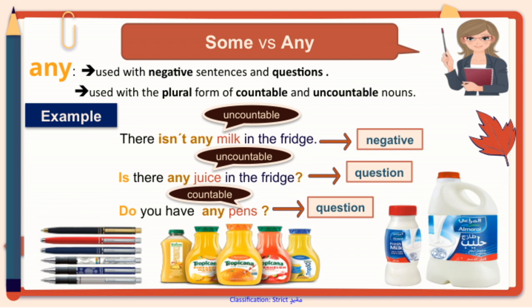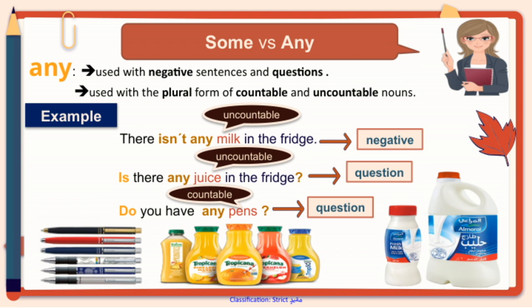Moving to negative sentences, any is used to indicate the absence of something. For example, there isn't any milk in the fridge. This means there is no milk at all, emphasizing the negative. A key point to remember is that any is typically used with plural countable nouns and uncountable nouns, especially in questions and negatives. Now let's compare some and any.